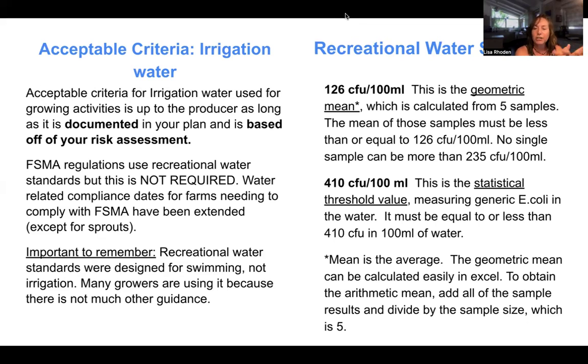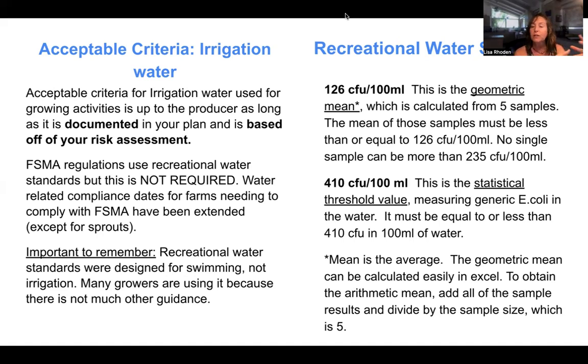The recreational water standard, there's two ways that this is looked at. So the first is the geometric mean. That is taking 5 samples and calculating the mean. And the mean of those samples must be less than or equal to 126 CFUs per 100 mil sample. CFU stands for colony forming unit. No single sample can be more than 235 CFUs per 100 mils. So that is one of the ways that we look at the water quality per the recreational water standard.